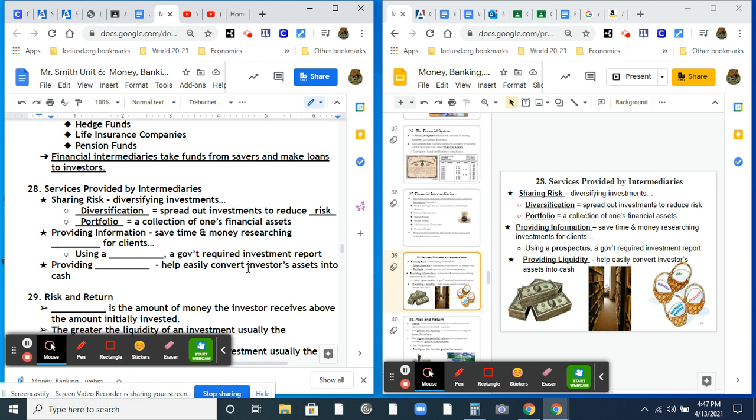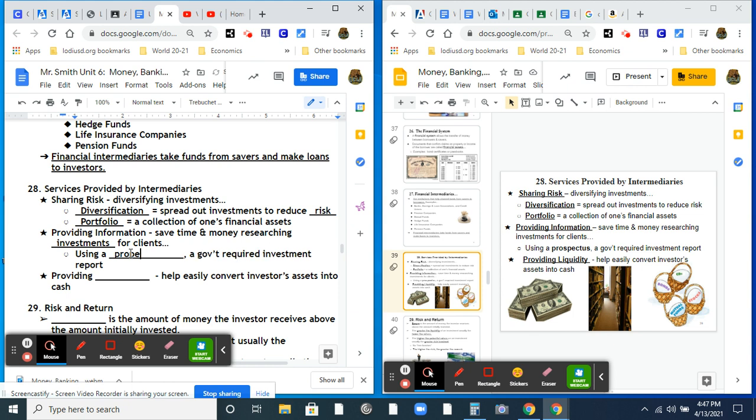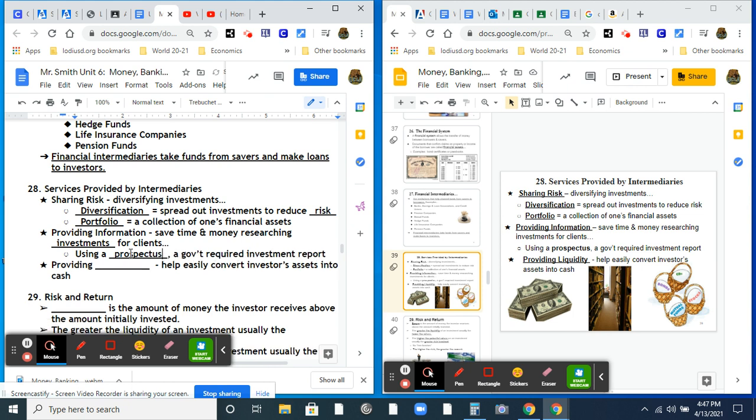Okay. So another service they perform is giving information to the people that are borrowing or saving. And they use a prospectus. This is like a proposal for borrowing or saving. And it's a government required report to make sure everything's on the level. And sometimes you might have to provide some form of good faith with some liquidity in some of your cash in play.